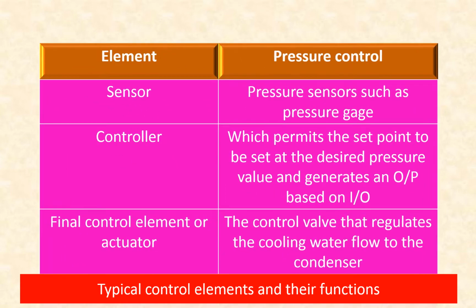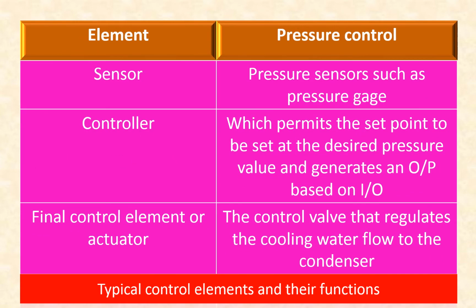So what are the elements of process control? It is explained here with an example of pressure control system for the distillation column. Sensor, the pressure sensor such as the pressure gauge. Controller, which permits the set point to be set at the desired pressure value and generates an output based on the input. Final control element or the actuator, the control valve that regulates the cooling water flow to the condenser.